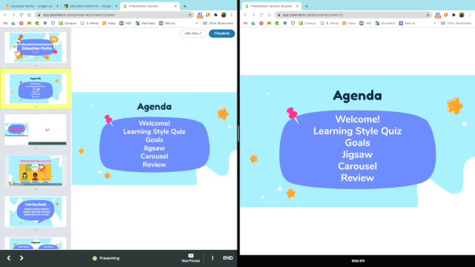And then I would go over the agenda. You can see that the participant screen changes as my screen changes. So that's one great thing about Pear Deck: the instructor is in control of the presentation as it goes. So, like I said, I would welcome them. We would start a discussion on education myths, and then I would have them complete a learning styles quiz.